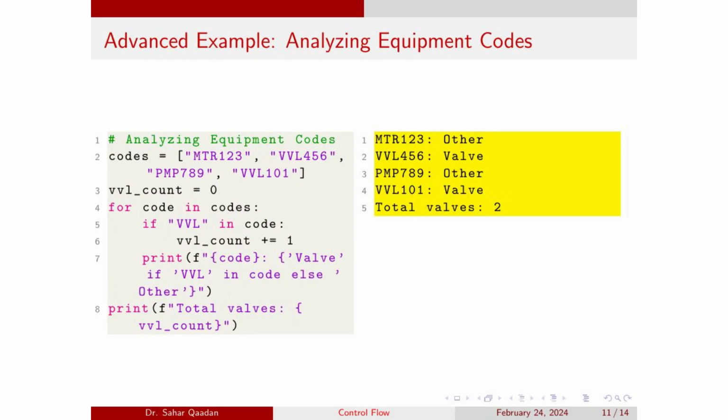This is a more engineering-like example, analyzing equipment codes. We have a list: MTR123, VVL456, PMP789, VVL101. We want to count how many are valves. Here, VVL indicates a valve. We loop through each code. If VVL is inside the code, we increase VVL count. Then we print each code with a label, valve or other. Finally, we print the total valves. Two key skills here: searching inside strings using in, and working with lists and counters. In a real factory, you might process thousands of tags like this and generate a summary report.